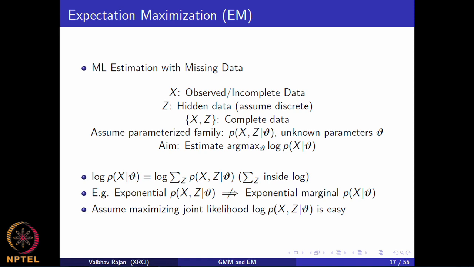They need not be of the same family. If they have a joint exponential, it does not mean that you will have the marginals coming from the same family.